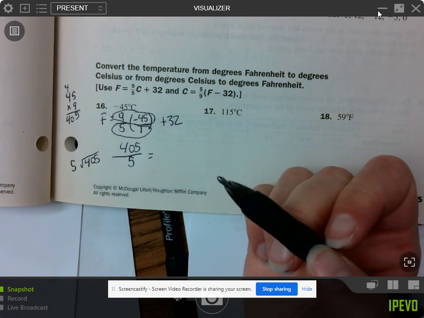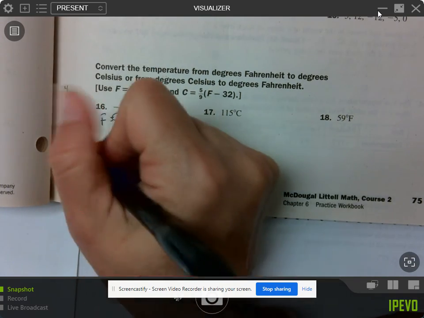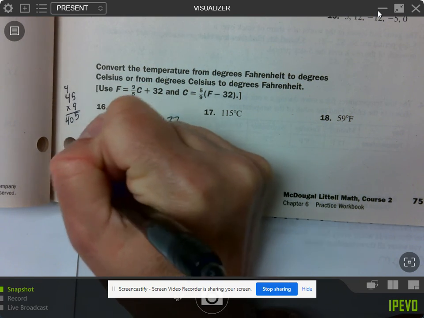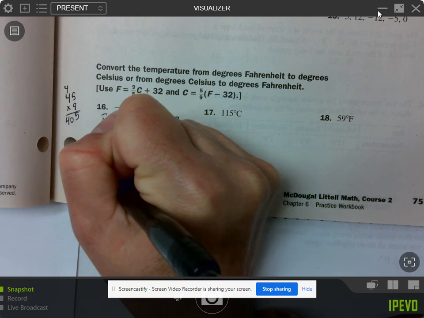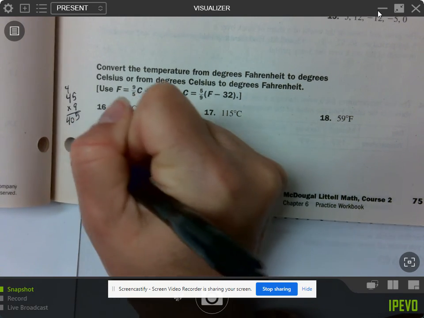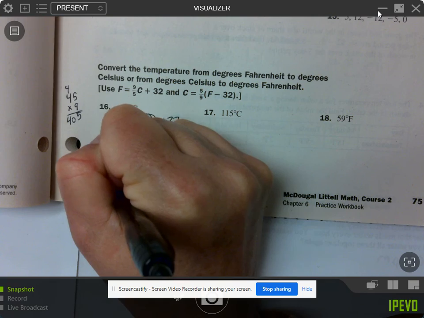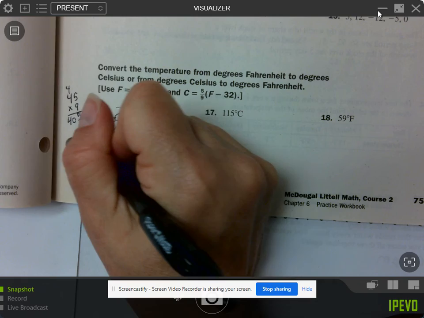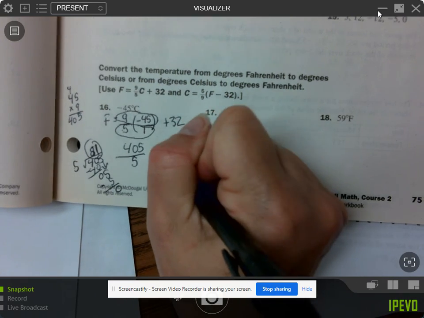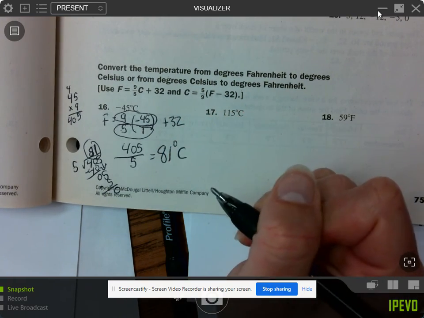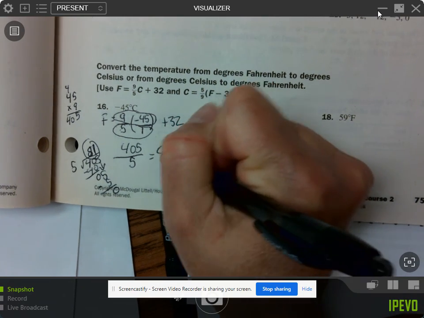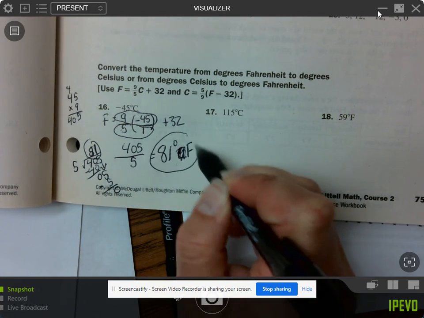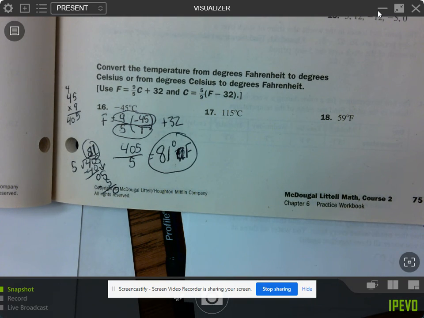5 goes into 4 0 times. 5 goes into 40 8 times. 8 times 5 is 40. So I subtract it. I bring down my 5. 5 goes into 5 one time. 5 times 1 is 5. 5 minus 5 is 0. So my answer would be 81 degrees Fahrenheit. We had Celsius and we're going to Fahrenheit. Do you guys see how we got that?